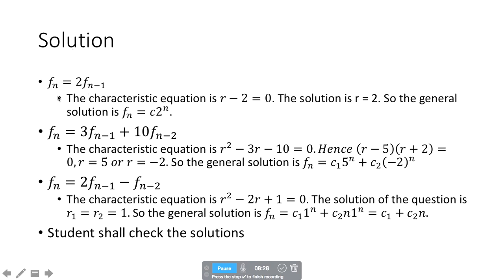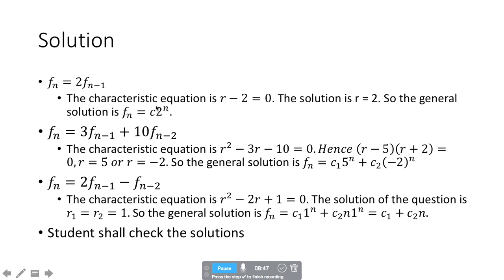linear homogeneous recurrence relation. The rest two are second order linear homogeneous recurrence relations. Let's see the solution. To solve the first one, we first find its corresponding characteristic equation, which is R minus 2 equals 0. The solution is R equals 2. Then the general solution will be Fn equals C multiplied by 2 to the n power.